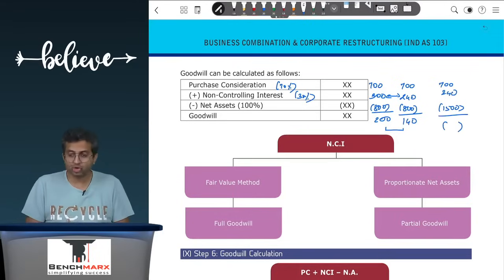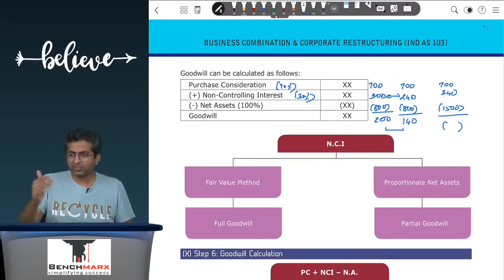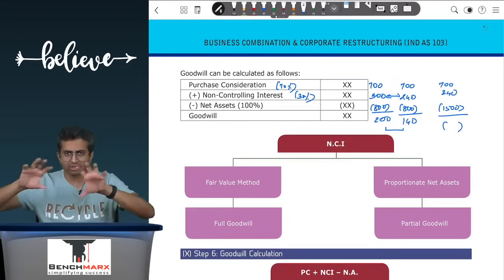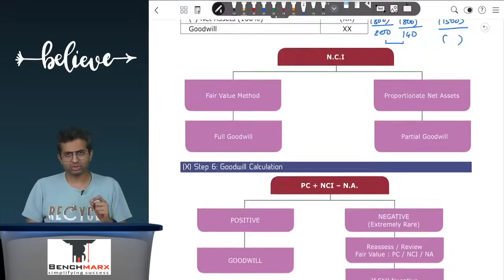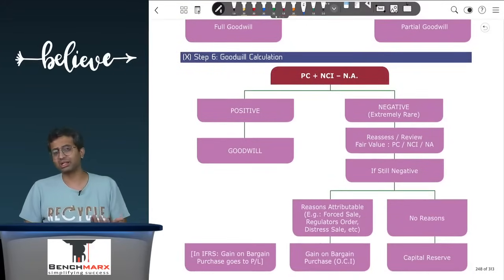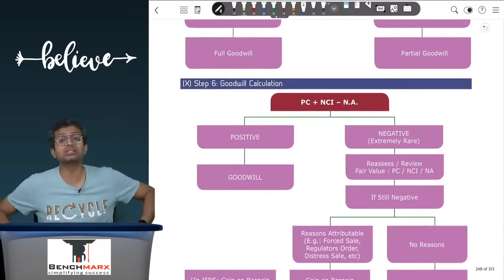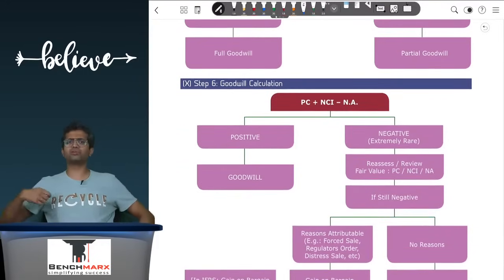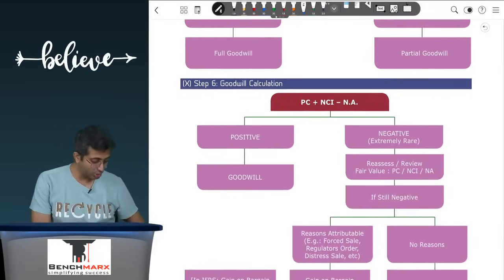This shows that if you were to acquire the company, you are paying less than the piecemeal dissolution value, like each and every asset. If I take the fair value, what you are paying is less than that. Now this is extremely rare and, as per the standard, slightly unlikely, because why would a company sell to you at a value which is lower than what it could get if I do a piecemeal dissolution? Hence the standard requires you to reassess.